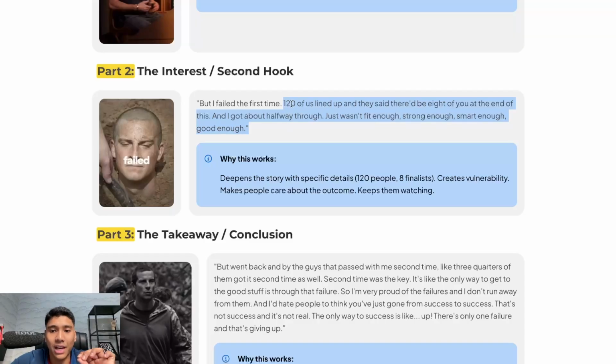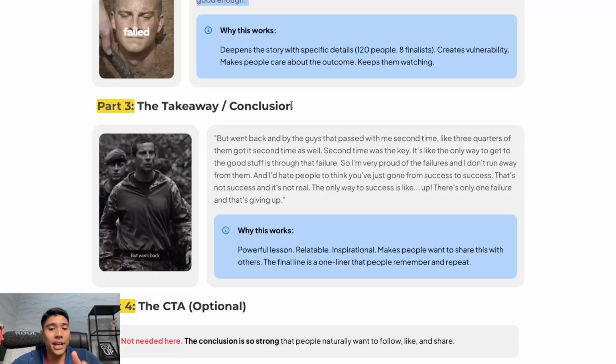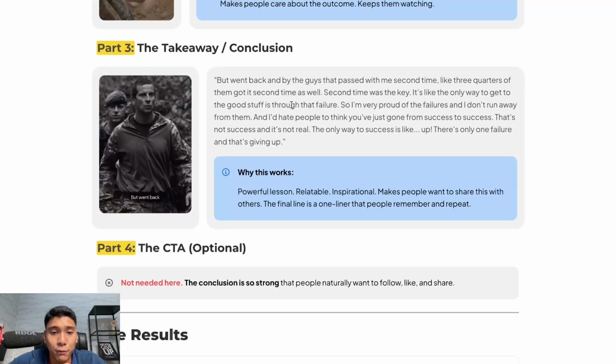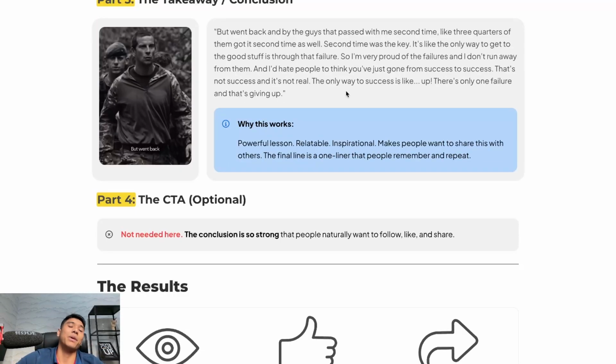So 120 of us lined up. There'll be 8. And the first time I just wasn't fit enough, strong enough, smart enough, right? So it deepens the story with specific details. And then it leads towards the takeaway or the conclusion, because the conclusion or the message is what makes people share. So be sure you have a good conclusion or a good message in the reel that you're going to cut from. But went back, second time was the key, and then never give up. Powerful lesson, relatable and inspirational, right?